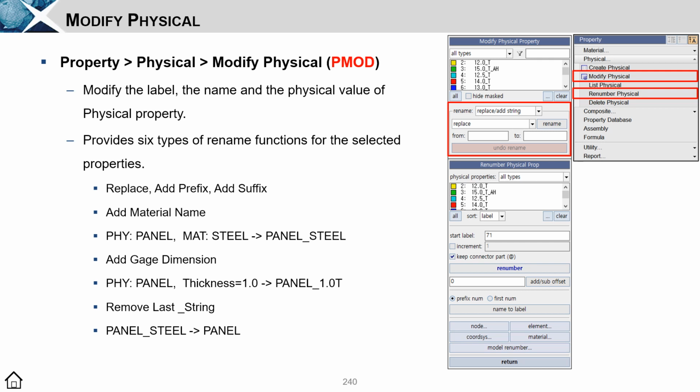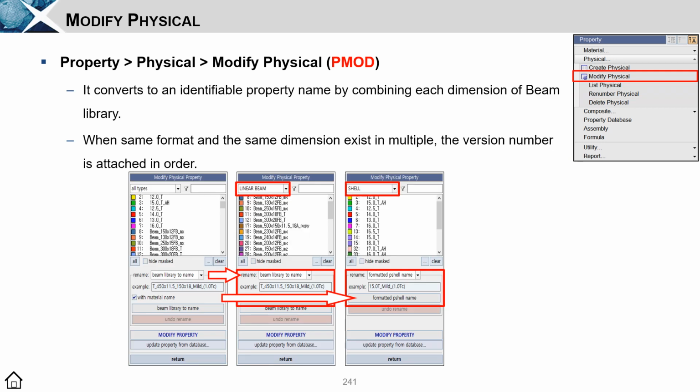Modify Physical command allows you to modify the label, the name, and the physical value of the physical property. Another method of modifying physical property is to double-click a physical property or select Modify Item from the Physical Property right-click menu. You can batch change the physical property name. It provides to batch change the name using the defined format. You can use it to collectively change the name to the same format using Beam, library to name, 1D, formatted shell name, 2D.